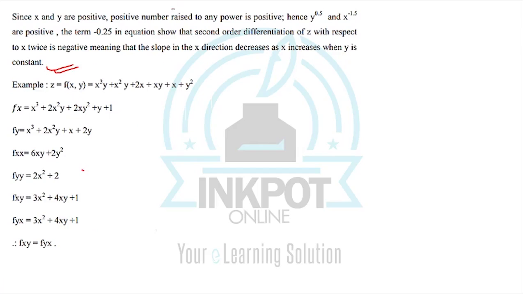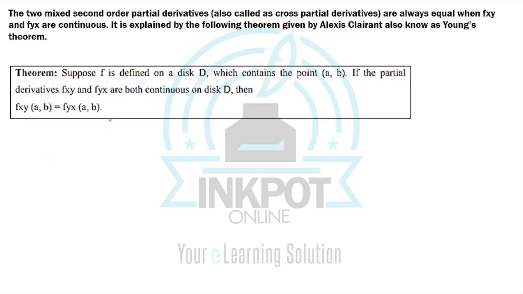Now another example that you can consider is this particular one right here. You can calculate fx, fyx, fxy, fyy and so on and so forth, and you can also see that fxy is equal to fyx. I'm not going to be doing it because this is sheer arithmetic. Now the two mixed second order partial derivatives, also called the cross partial derivatives, are always equal when fxy and fyx are continuous. This is explained by the following theorem given by Alexis Clairaut, also known as Young's theorem. This was something I mentioned earlier also.